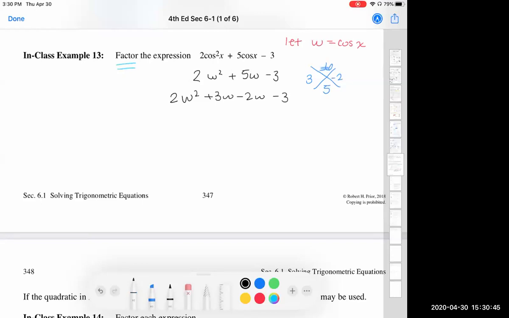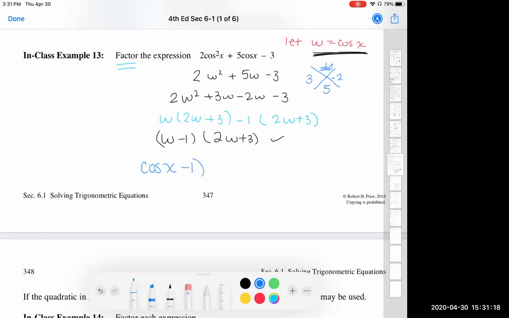I can factor my first 2 and my last 2, so that I have w times 2w plus 3, factor negative 1, and have 2w plus 3. So this factors to be w minus 1 times 2w plus 3. Cool, that factored out. Let's just go back and change my w to cosine. Then my final answer would be cosine of x minus 1 times 2 times cosine of x plus 3.